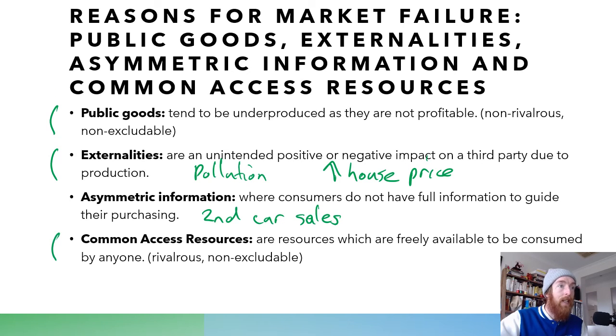Then common access resources are resources which are freely available to be consumed by anyone. So they're rivalrous and non-excludable, so anyone can use them, but one person using them is going to take them away from someone else. I always think of fish in the ocean. If someone catches a fish, you can't have that fish. And so how the government fixes that.